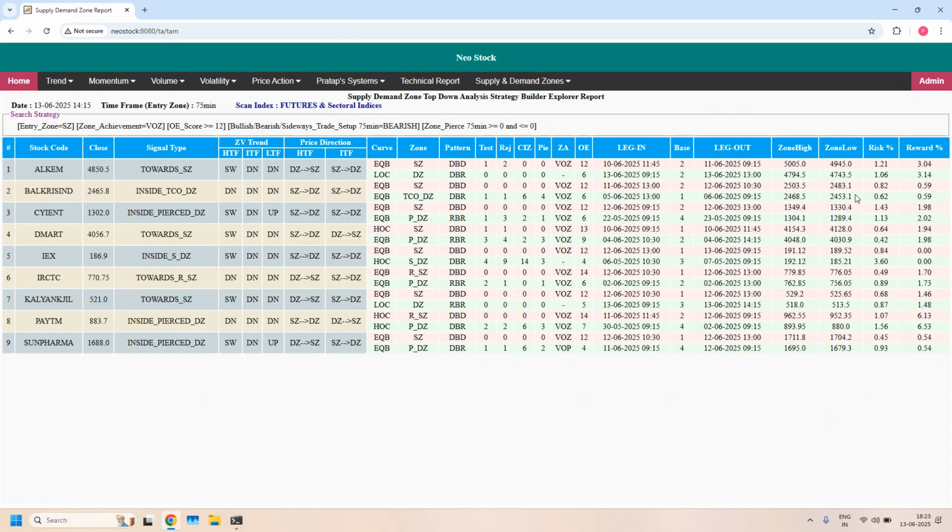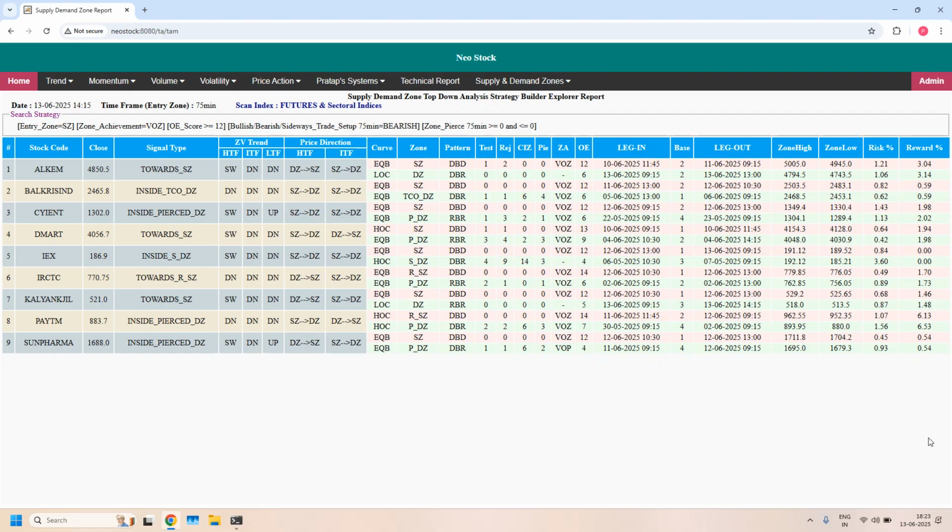With these filters, we got 9 stocks. These 9 stocks are supporting the bearish trade setup for weekly income trade. Entry time frame zones are 75-minute supply zones. All these are 75-minute supply zones, entry time frame zones. So total 9 stocks are supporting the bearish trade setup for weekly income trade.